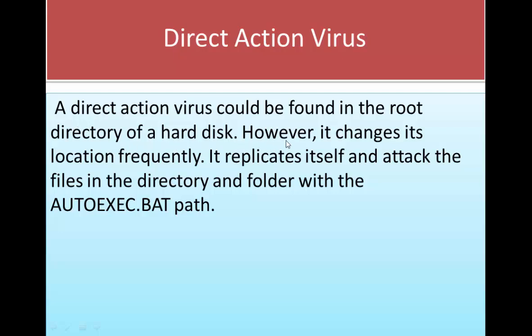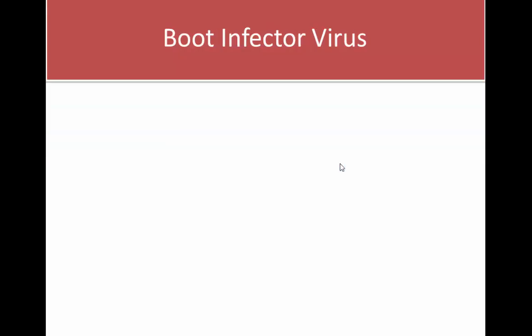So it may change its location frequently. It is not residing only in the root directory. It may change its place and replicate itself. Replicate means to make a copy of itself. So it can make many copies of itself and attack files directly and folders with the autoexec.bat path. Example, Bena virus. Next is boot infector virus.